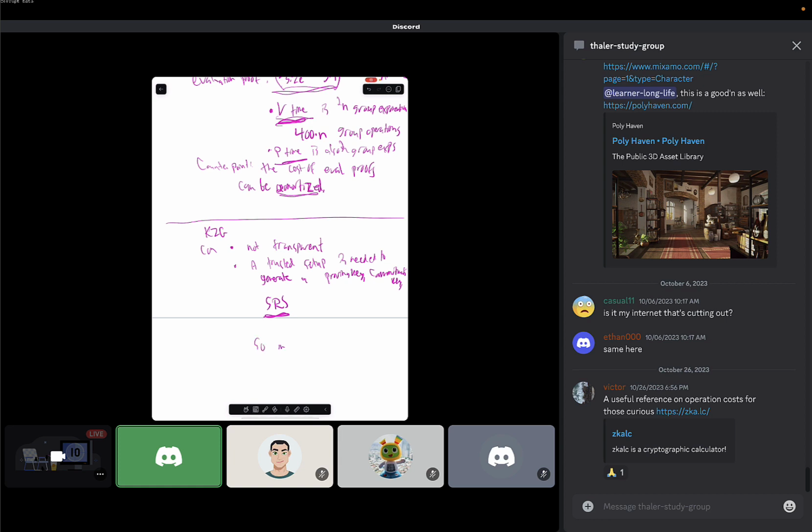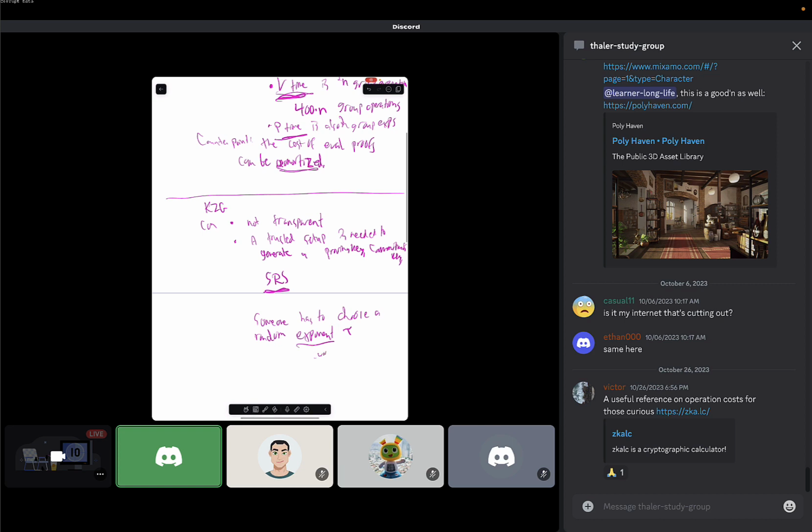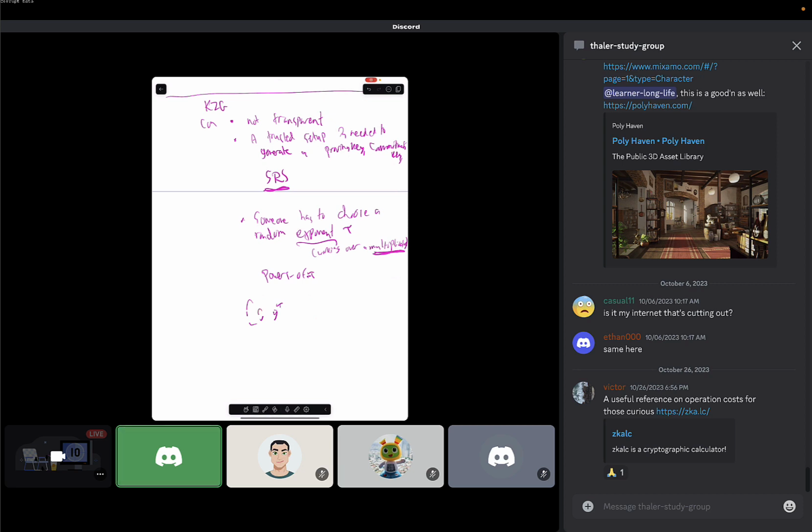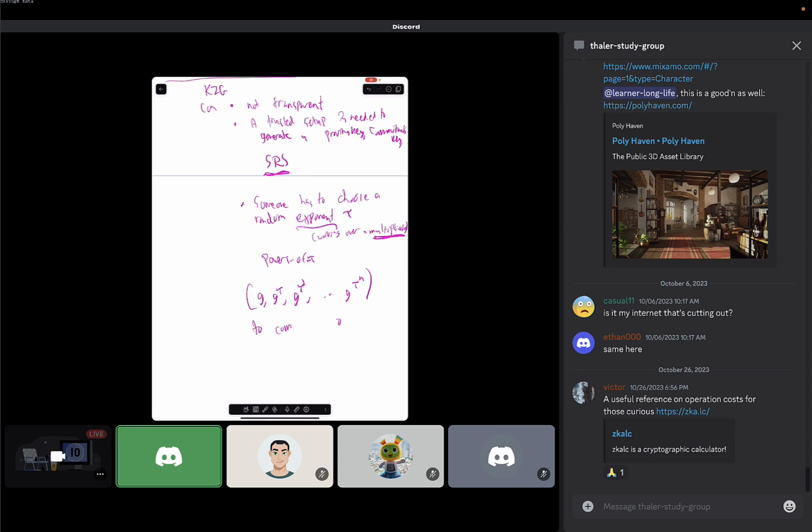So basically, someone has to choose a random exponent tau, exponent meaning we're working over a multiplicative group. As with bulletproofs, in the KZG commitment scheme the commitment turns out to be a Pedersen vector commitment. So it uses a cryptographic group, and I'm going to use multiplicative notation to denote the group operation. The structured reference string for KZG commitments is called powers of tau, and you stick powers of tau in the exponent of some group element. So the string is g to the tau, g to the tau squared, up to g to the tau to the n, if you want to commit to degree n polynomials.